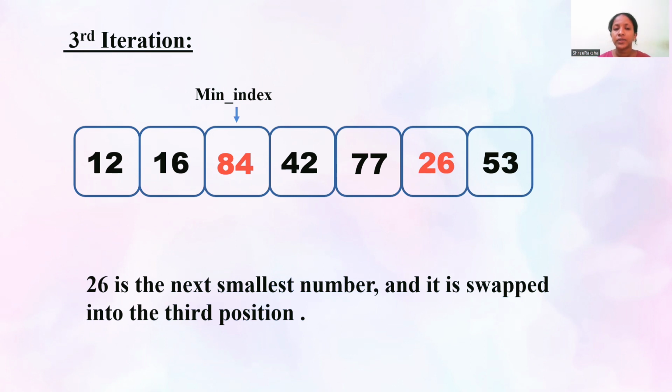In the third iteration, 16 and 12 are a sorted list. When it comes to 84, we consider it as the minimum element and we search for the smallest element in the unsorted array. 26 is the next smallest element and we swap it to the third position, that is the 84 position. 84 is swapped to 26's position and 26 is swapped to 84's position.